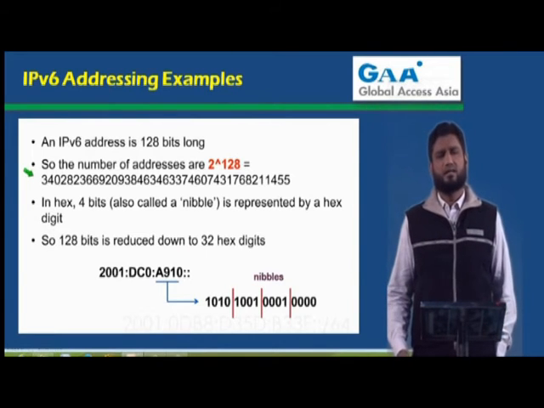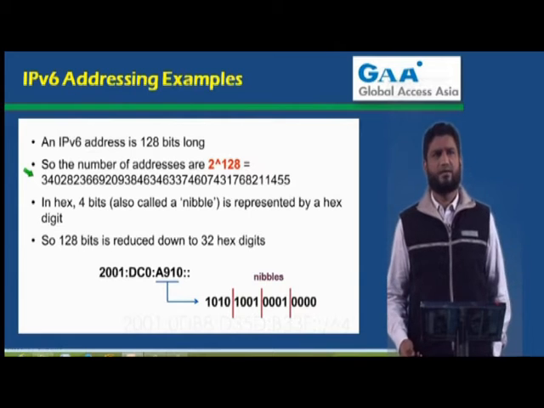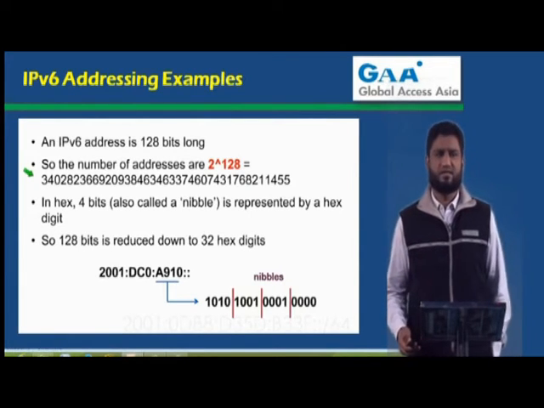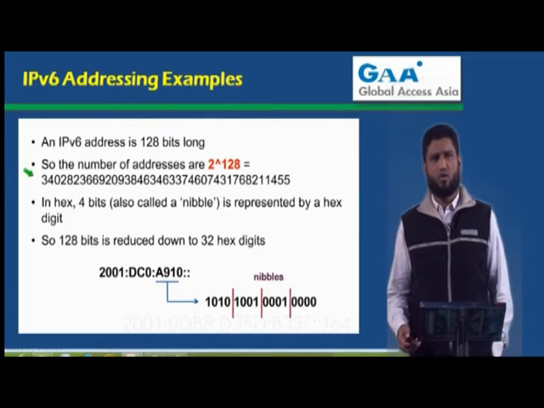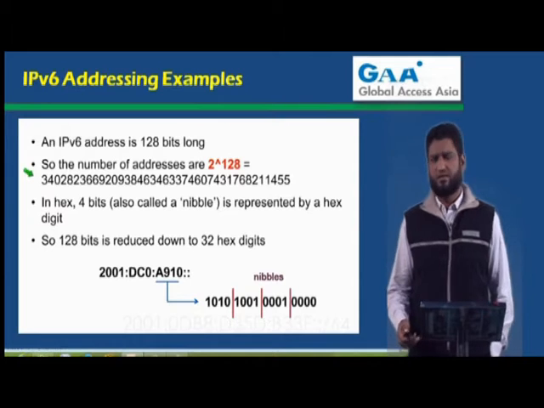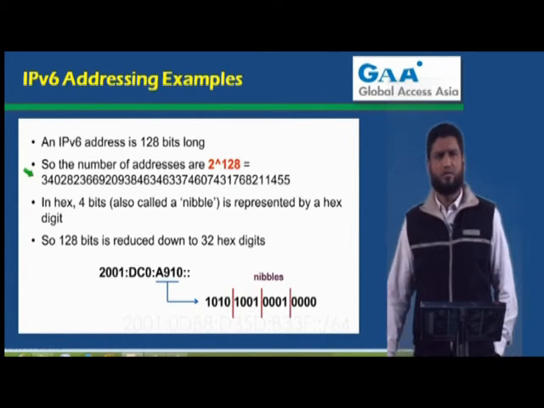Okay, we can see the IP version 6 address examples in this slide. As I said earlier, an IP version 6 address is 128 bits long, and the total number of addresses is 2 to the power 128. The figure is 340, etc. A very big, long figure here.